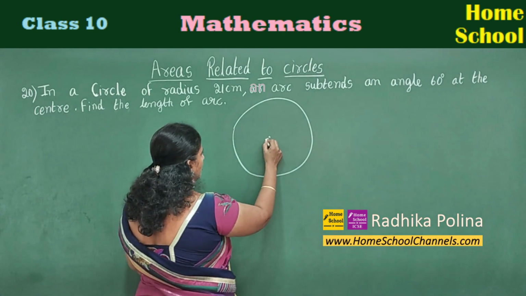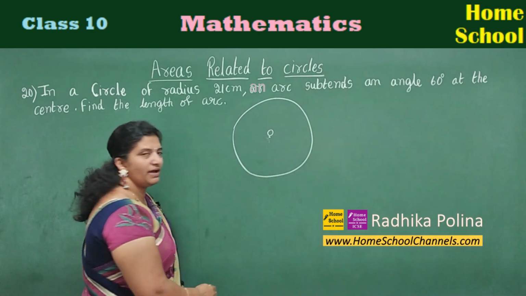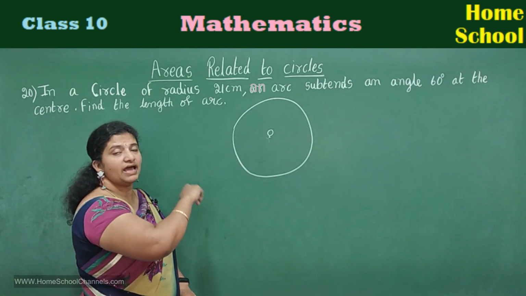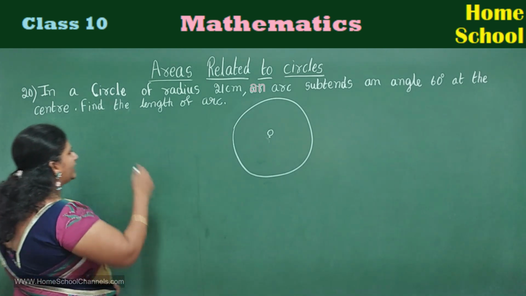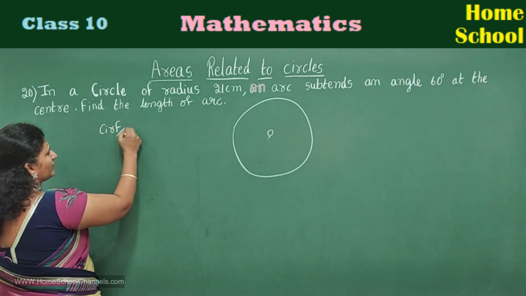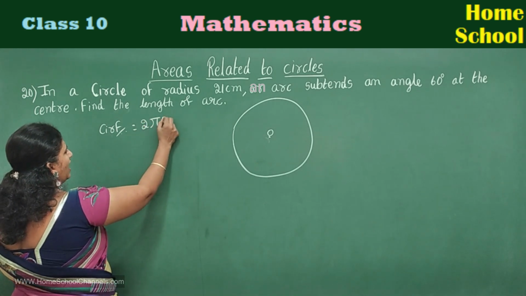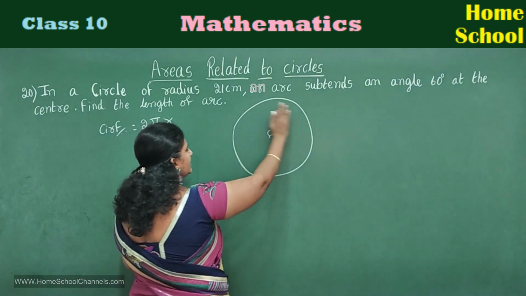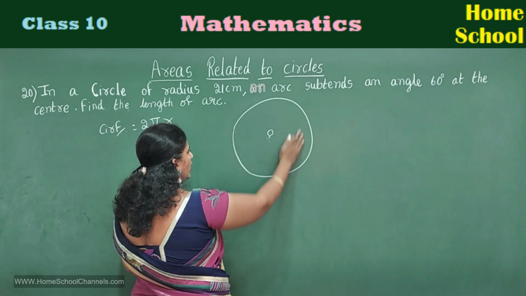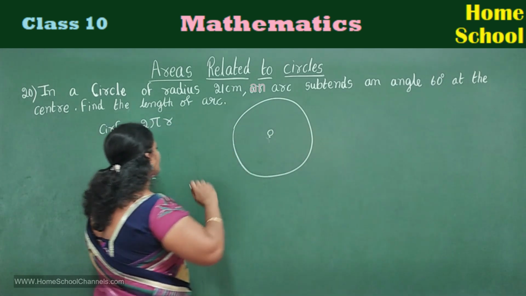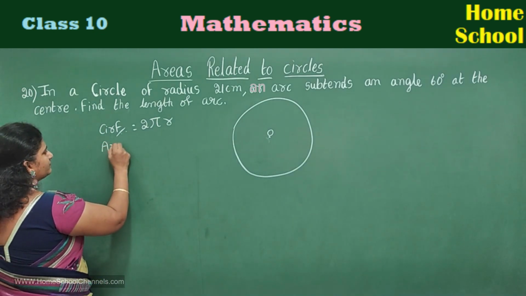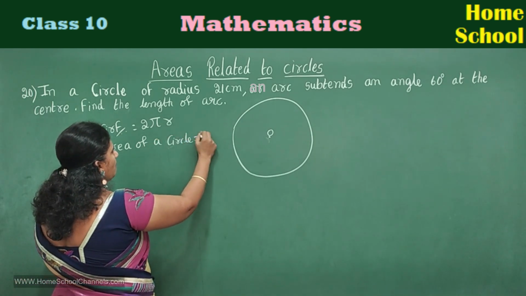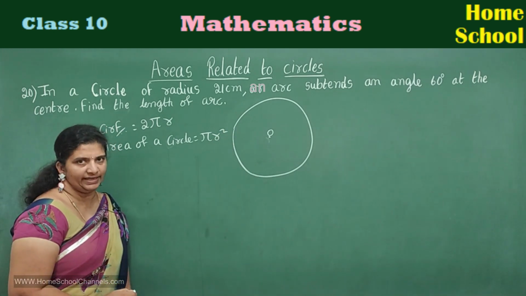Circle, center O. Right? Center is represented by the letter O. And what is the outer ring called? It is the circumference of a circle. What is the circumference of a circle formula? It is 2 pi r units. And what is this region called? It is area. Area of a circle is equal to pi r square units.